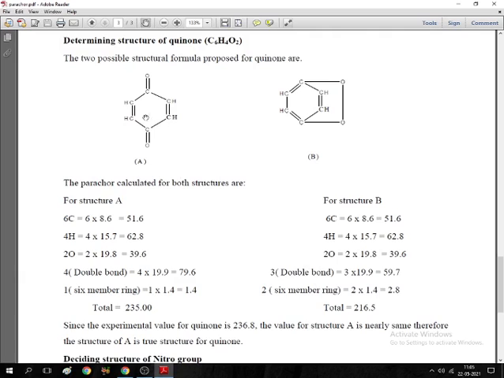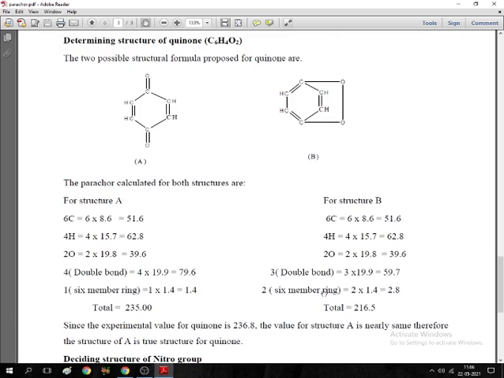Actually in this case there is only one. Here are the 2 6 membered rings, right? Now here the triple bond is 3, here the double bond is 4 double bonds. Now in this case the double bond is 3. If you add all these values it is 216.5. Now according to our experimental procedure we calculated the parachor values for the proposed structures. The experimental value for quinone is found to be 236.8.